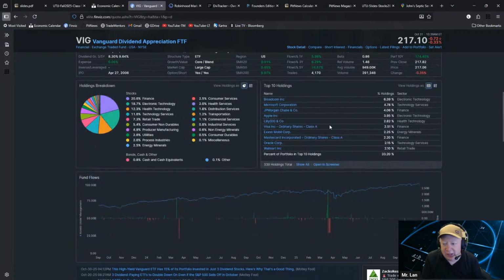So that's the VIG. And there's no pair to the VIG. So you'd have to find another pair to pair it with if you wanted to do dividends and growth. But this one is supposed to be giving you both the dividends and the growth under one window. Okay.